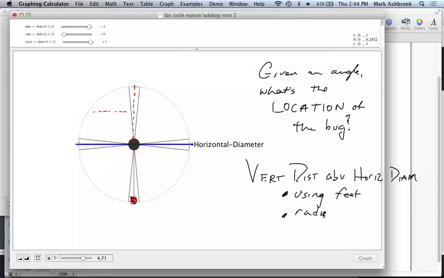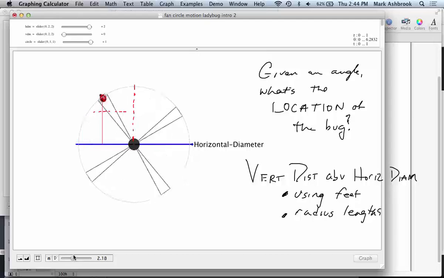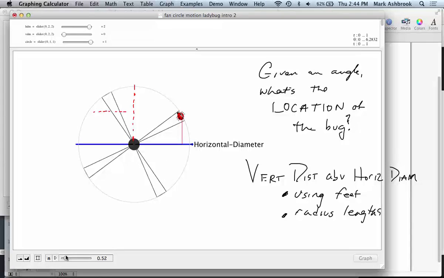And this is going back to the idea that every circle is like the unit circle. So right now, in radius lengths, what's the vertical distance above the horizontal diameter? In radius lengths. Some people are saying -1. That's right. Do you see that's -1? What about now? In radius lengths, what's the vertical distance above the horizontal diameter? About a half, right? It's about half of a radius length.